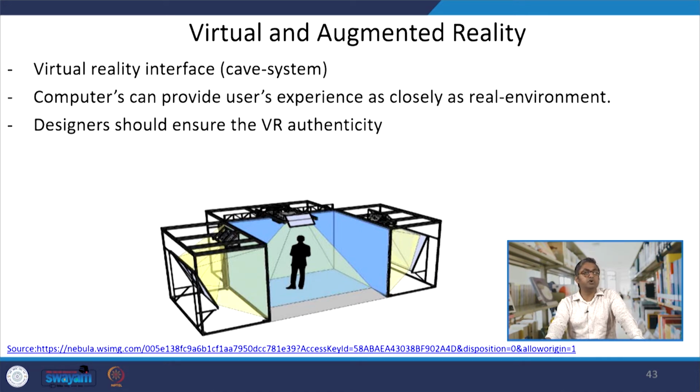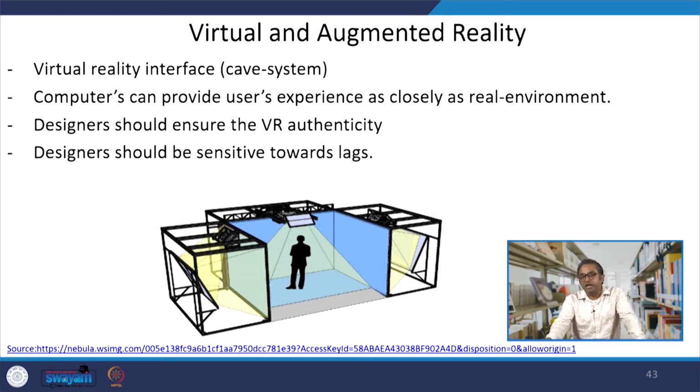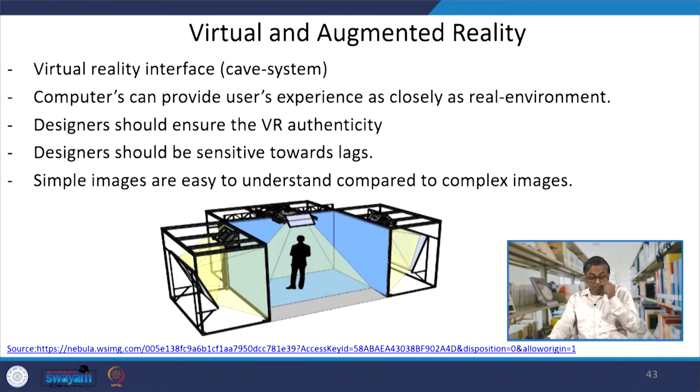The designer also has to ensure VR authenticity, which means if a temple or a mosque is designed in VR, it should be in a real world scenario. They should be similar to the real world example, not identical but similar. Designers should be sensitive towards the lag, the delay, which is very common in virtual reality. It is known to us that in virtual reality or augmented reality, simpler pictures are easier to understand than complex ones.